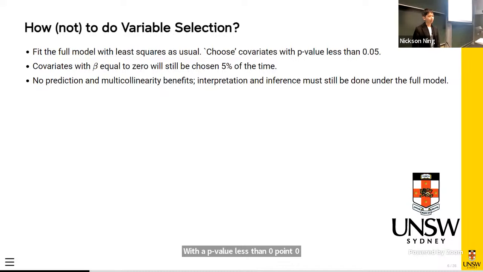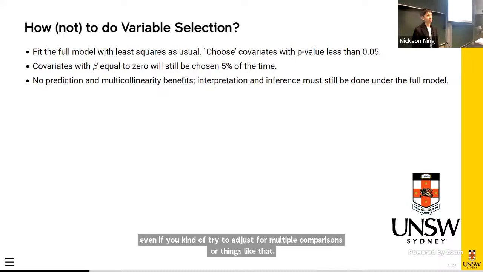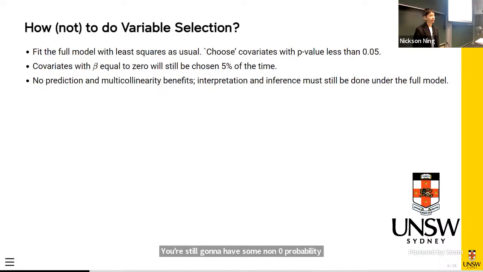Well, you can do that, but it turns out you can actually do better. If you do that, then the covariates with slopes that are actually equal to 0 are still going to be chosen 5% of the time. That's the definition of a p-value. And even if you try to adjust for multiple comparisons or things like that, you're still going to have some non-zero probability of selecting covariates that aren't actually important.